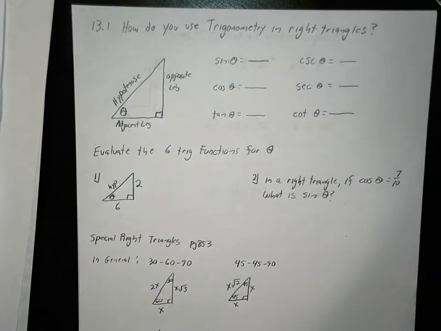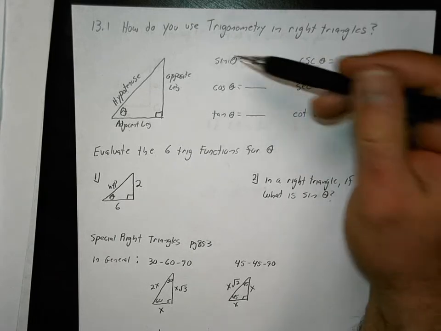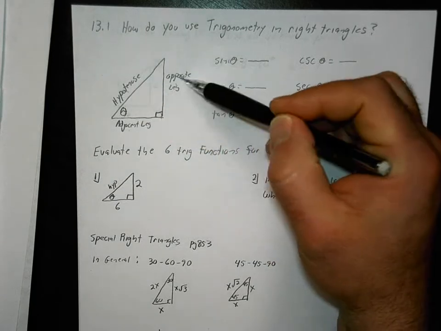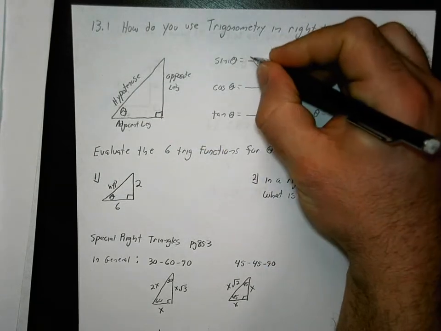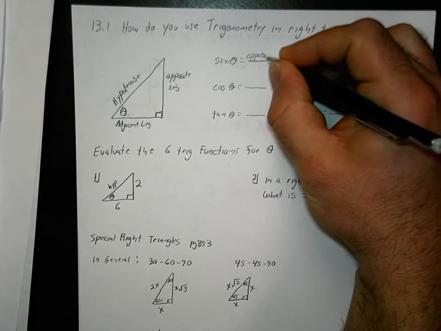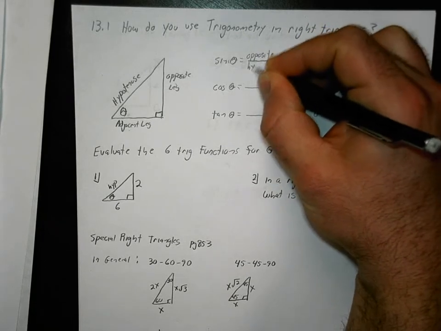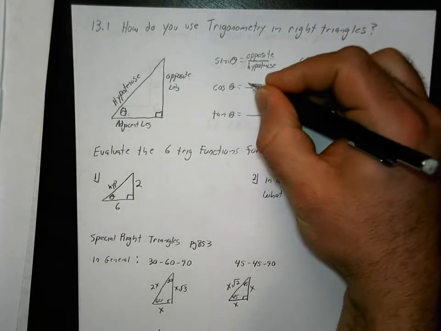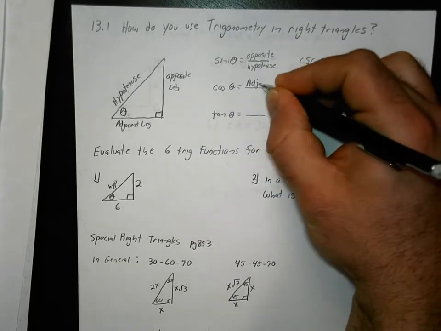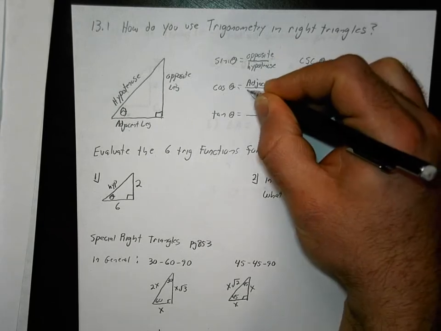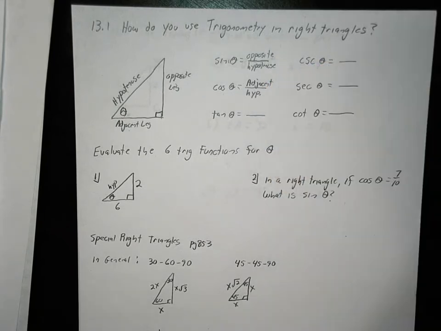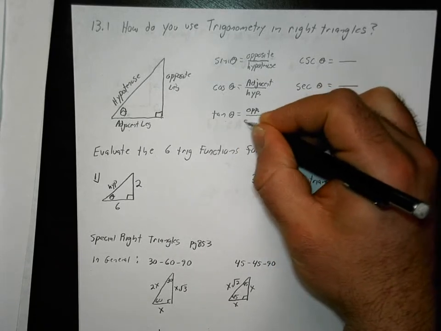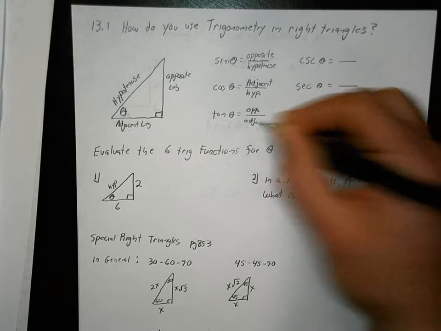So the trig ratios we're worried about, you've probably heard of sine, cosine, and tangent before. Sine is the ratio of the opposite leg over the hypotenuse. Cosine is adjacent over hypotenuse. We'll just shorten it up there. Tangent is opposite over adjacent.